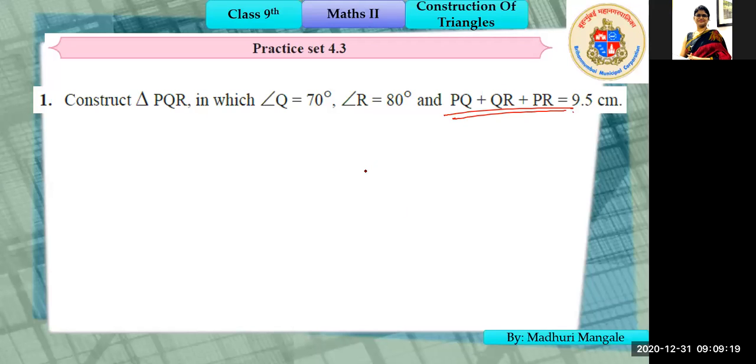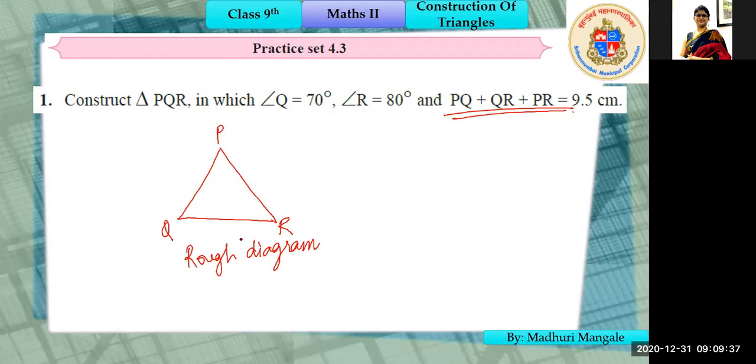That's the perimeter. Okay, so step 1, we start with drawing a rough diagram. Always mention that this is a rough diagram. We know the perimeter is 9.5 centimeters. Label this triangle as PQR, and angle Q is 70 degrees, angle R is 80 degrees. So the very first step is to draw the rough diagram.